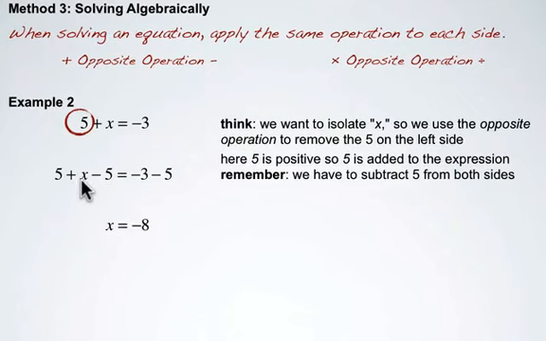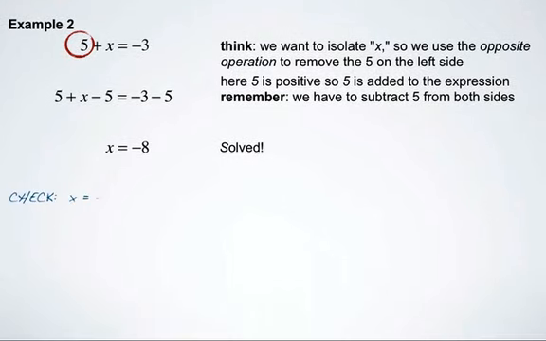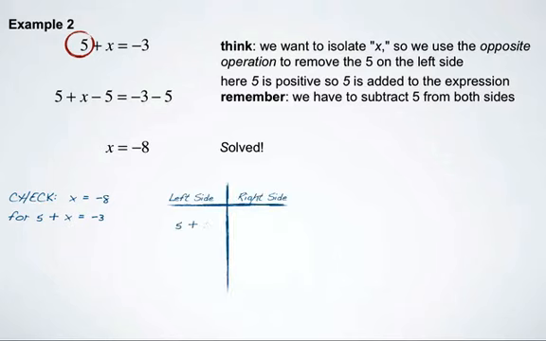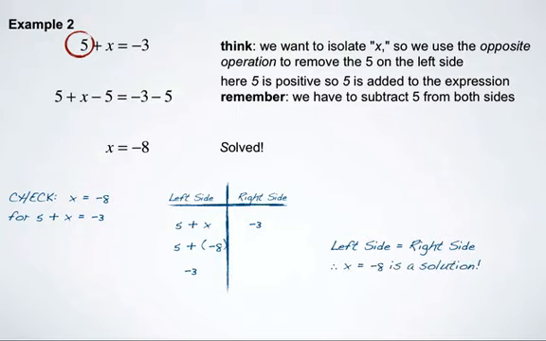I'm left with x, because 5 take away 5 cancels out to a 0. Negative 3 take away 5 is negative 8. Our solution. Always check. Left side, right side. 5 plus x, negative 3. 5 plus negative 8 is negative 3. Left side equals right side, and x equal to negative 8 is a solution.